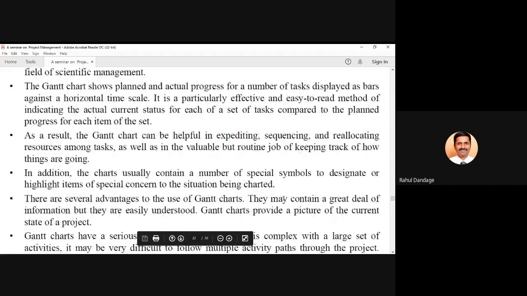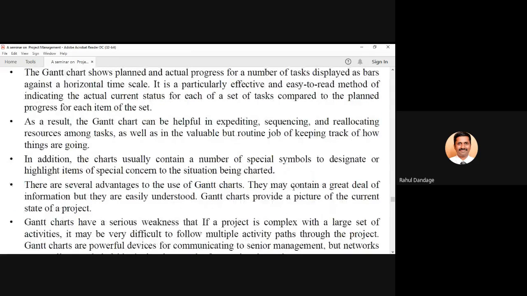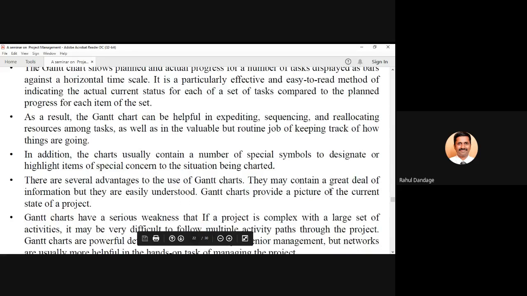In addition, the charts usually contain a number of special symbols to designate or highlight items of special concern to the situation being charted. So sometimes, other than the routine activities, if there are certain special situations, special activities, or some special tasks which need more focus, which need more attention, we can use certain special symbols, so that those important activities, those special activities, will also get highlighted.